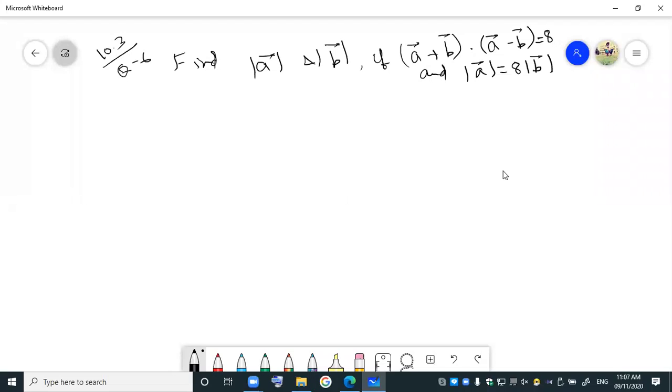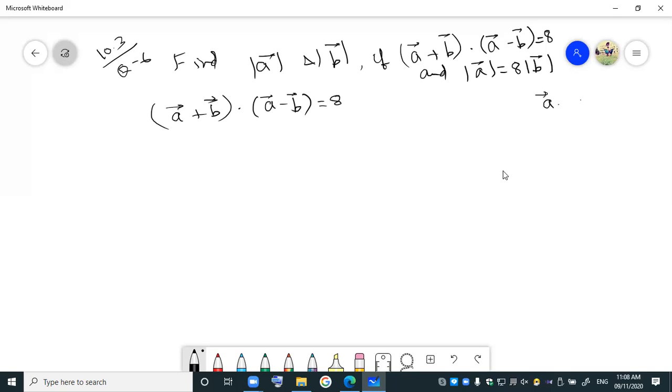So question number 6, we have to find the magnitude of A and magnitude of B, if (A plus B) vector dot (A minus B) is equal to 8 and magnitude of A is equal to 8 times magnitude of B. So we have given vector A plus vector B dot vector A minus vector B is equal to 8, because the dot product is a scalar product. So on the right hand side you will get a scalar, and this will be frequently used here.